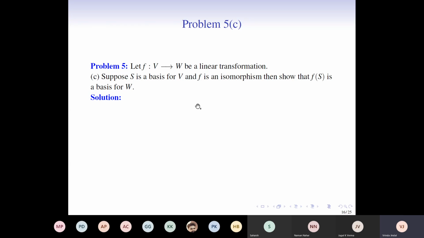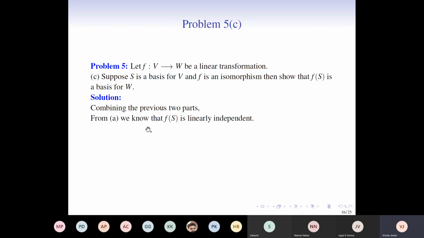Problem 5 part C is a combination of parts A and B. What it says is that the function f is now an isomorphism, and we need to show that f of s is a basis of W if s is a basis of V. So what does isomorphism mean? In our context, isomorphism can be thought of as a bijection, like the function f is 1-1 and onto.